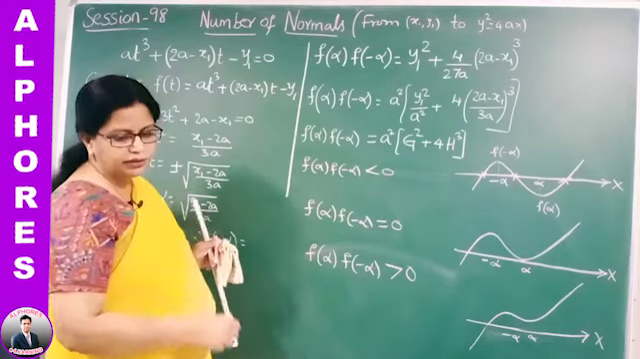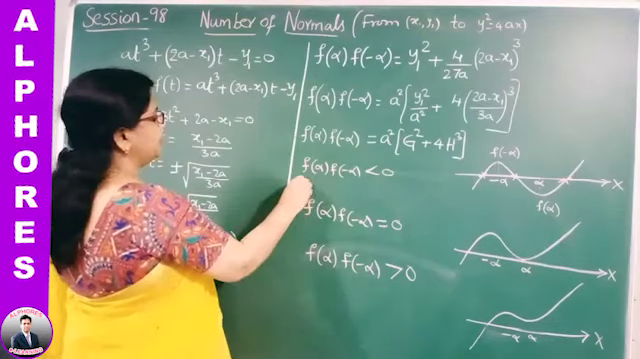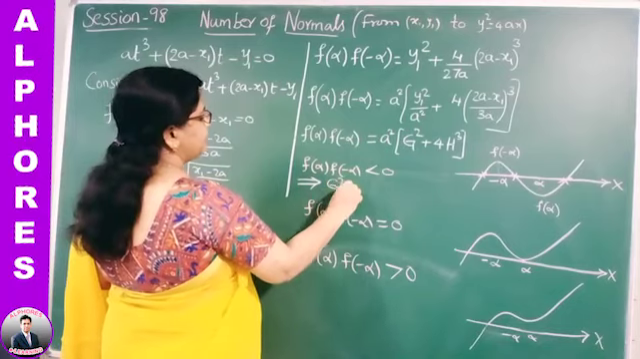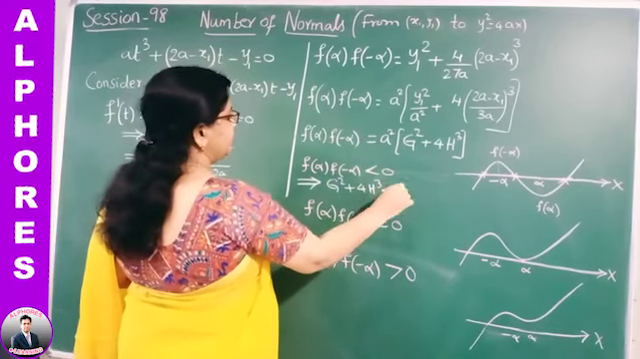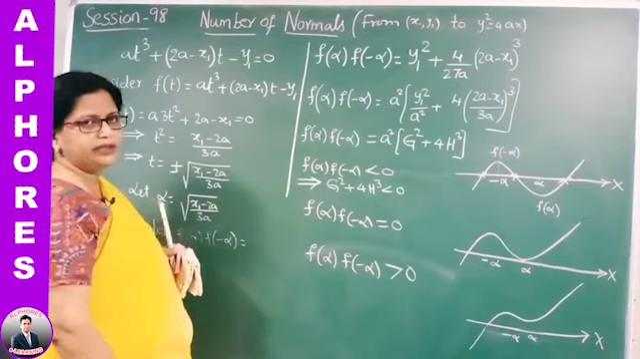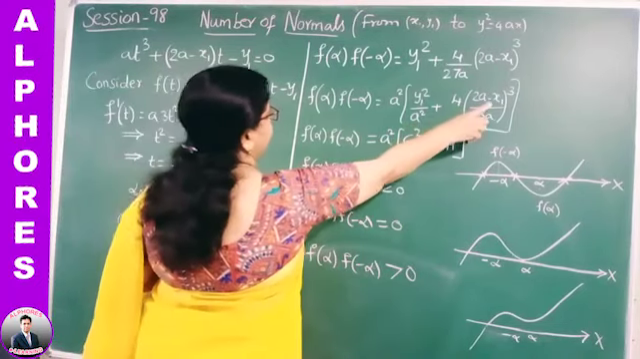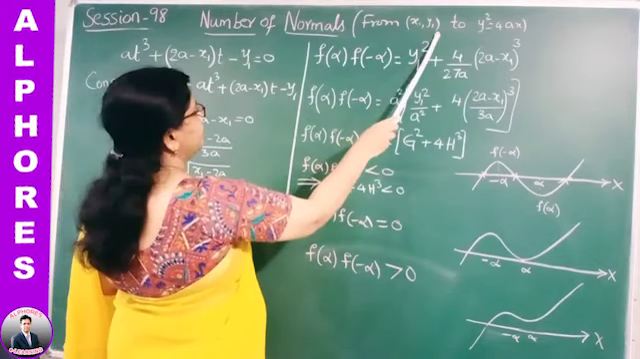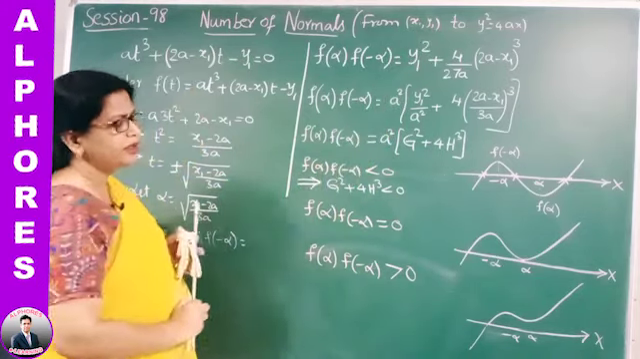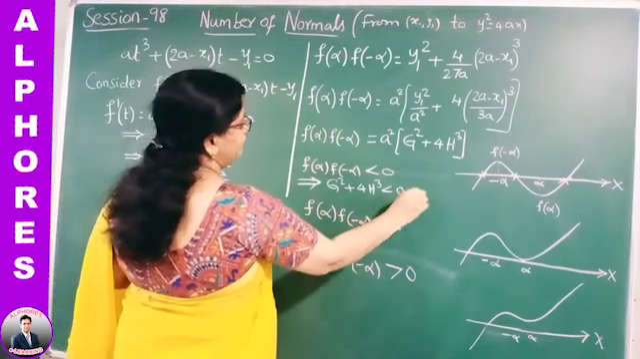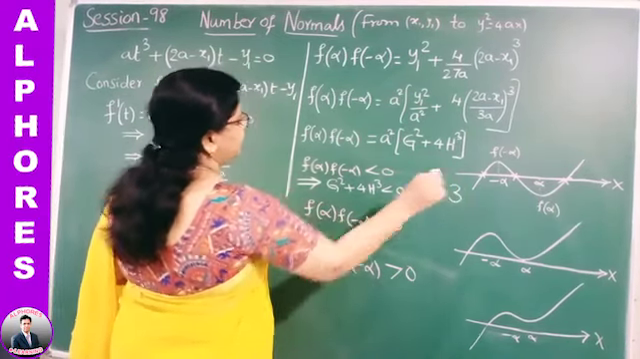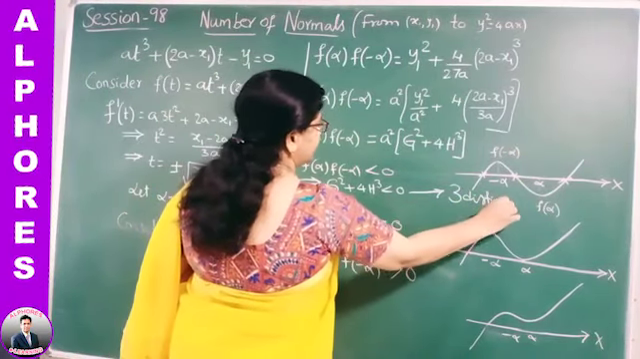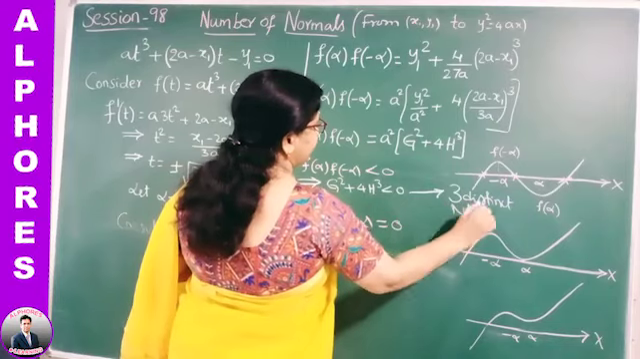What is our conclusion? How many roots exist here? This value, g square plus 4h cube, is less than 0, where x1 y1 is the point from which the normals are being drawn. Now this is less than 0, so how many normals are there? 3 distinct normals. So this is the case, and the conclusion is that 3 distinct normals can be drawn.